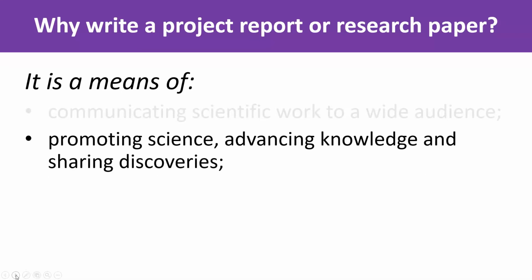Also, it's a means of promoting science, advancing knowledge, and sharing discoveries. By writing research papers, we promote science. Intuitions that people have, they put on paper, they carry out research on it, and come up with new findings, which helps to advance knowledge. And then it's also a means of sharing your discoveries. When you have discovered something, you want to share it with your peers. And a scientific paper or project report is a means of getting that done.